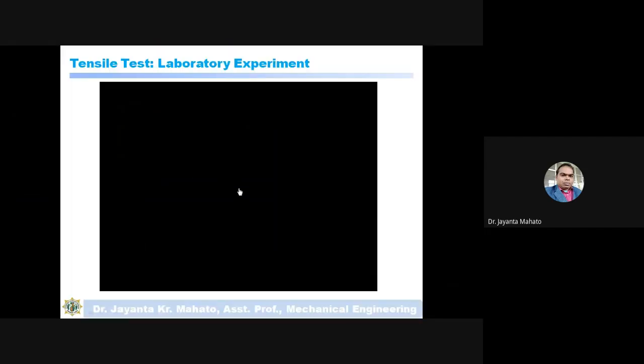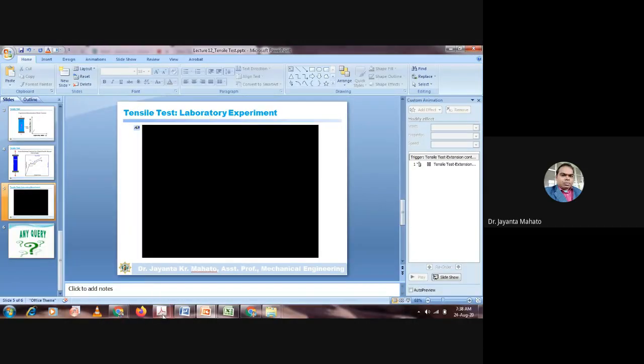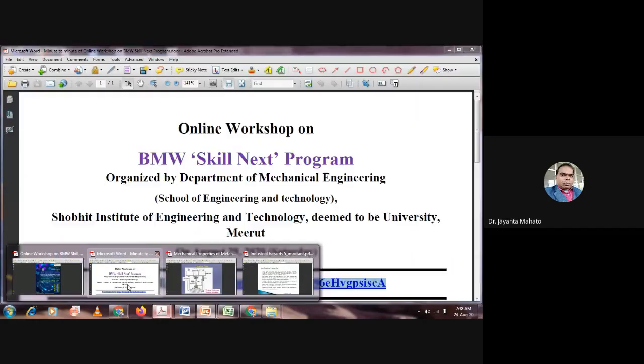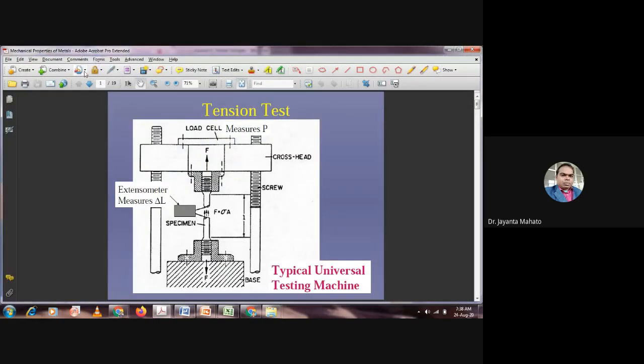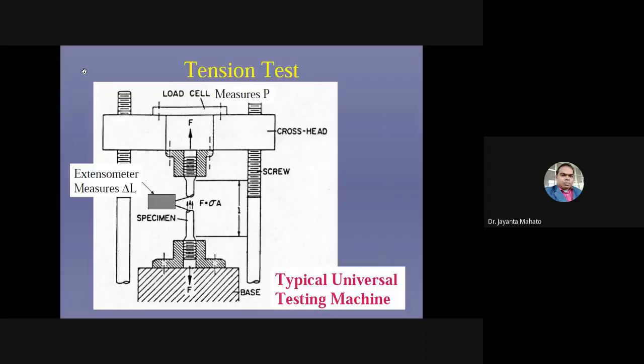So I think all of you are clear on how the tensile test can be performed in the laboratory. Now this is the universal testing machine. This is the specimen. Here you connect the extensometer to measure the strain.